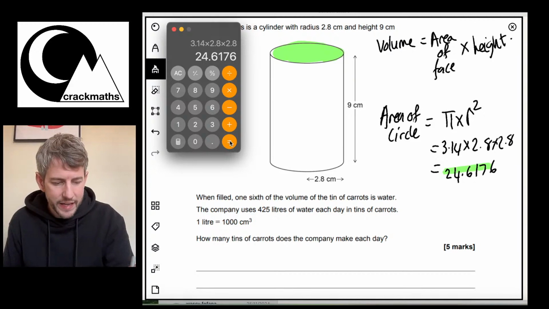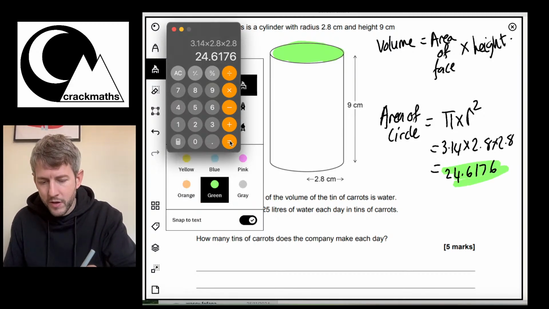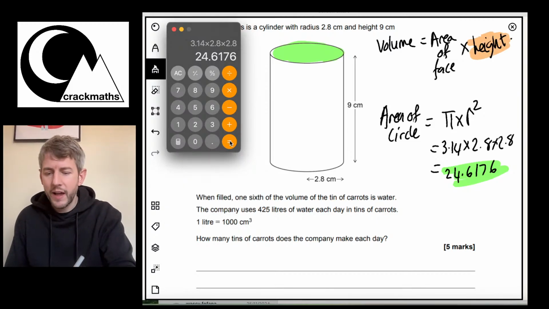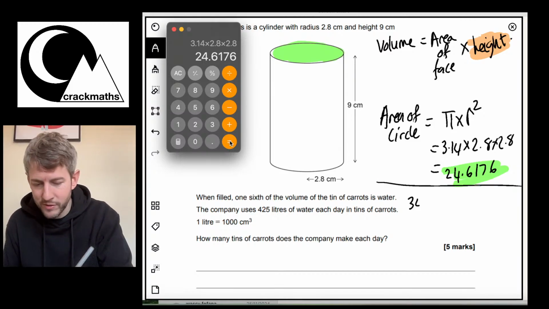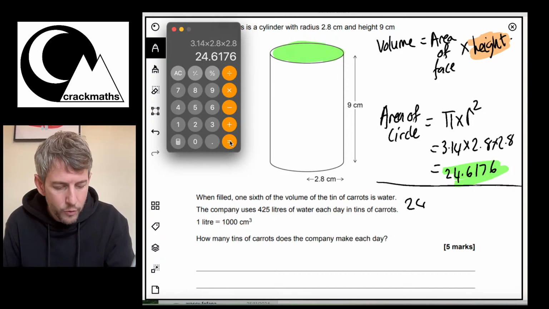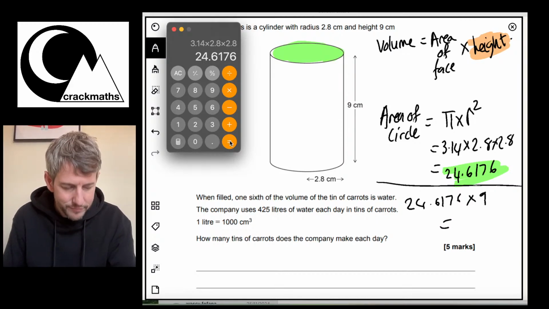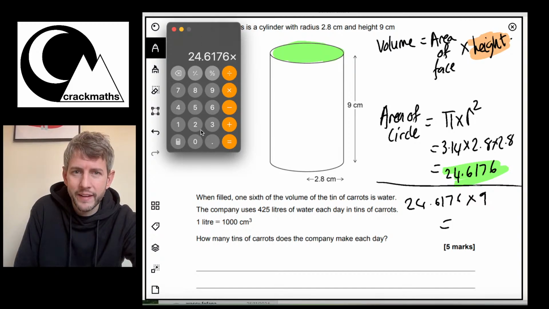So we've got the area here, so that's the green bit. Now remember, to find the volume, we've got to multiply this by the height. So I now need to do my 24.6176 multiplied by 9, and that will give me the volume. Okay, so I've got it on my calculator already, times this by 9.